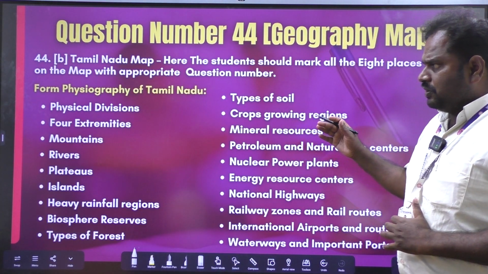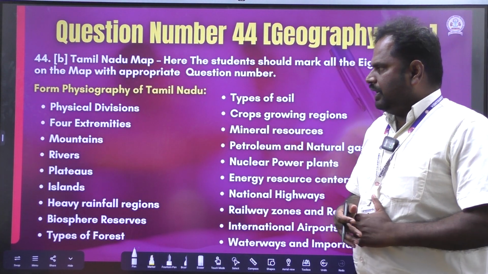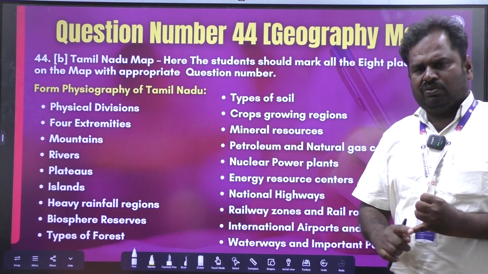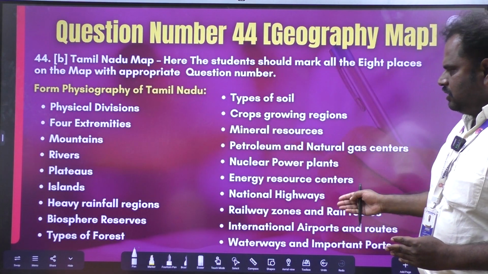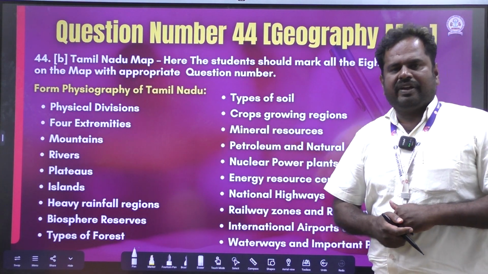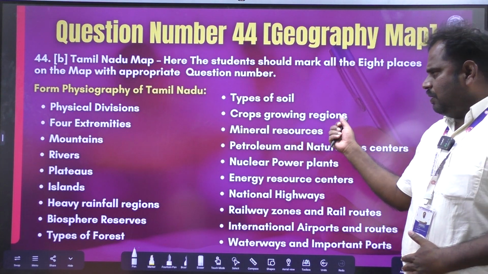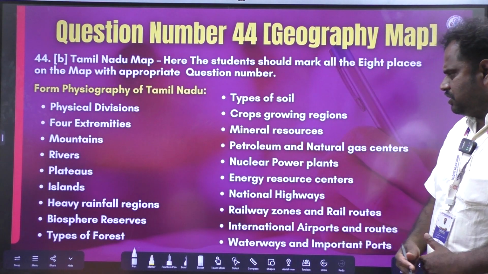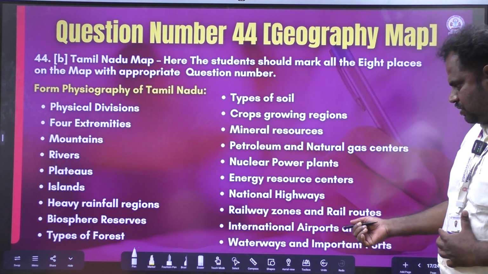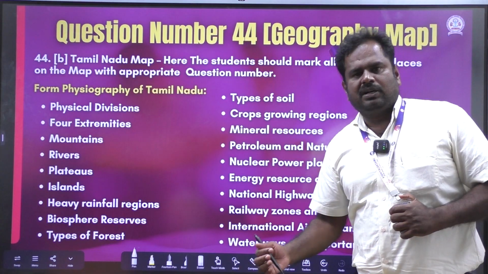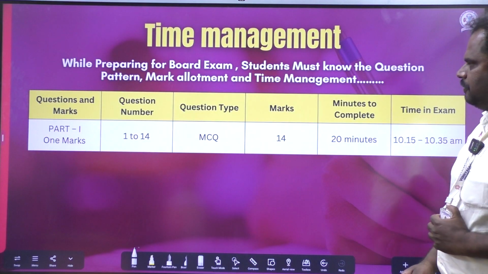Next, Tamil Nadu is also the same. Physical divisions of Tamil Nadu, 4 extremities of Tamil Nadu, mountains, rivers, plateaus, islands, and, what we discussed already, regions of heavy rainfall and biosphere reserves, types of forest, crop growing regions, mineral resources, and national highways in Tamil Nadu, and railway zones, and international airports and seaports of Tamil Nadu. You have to prepare well.